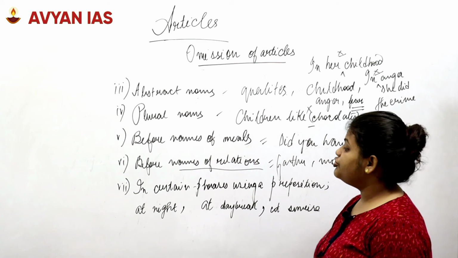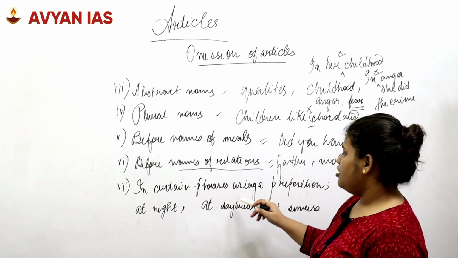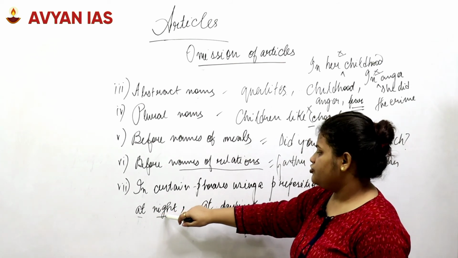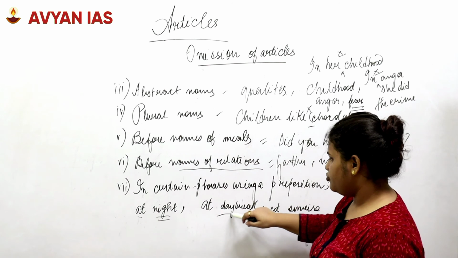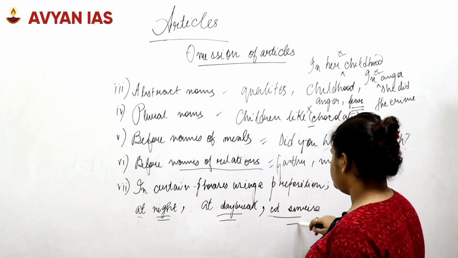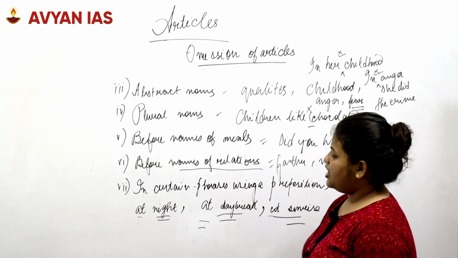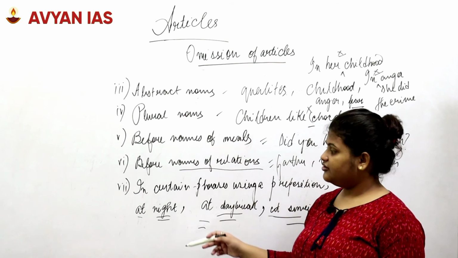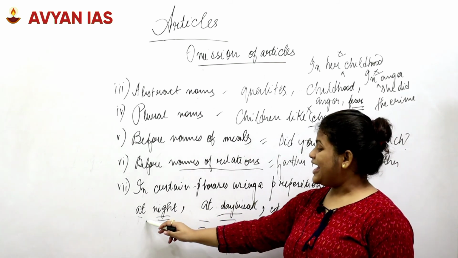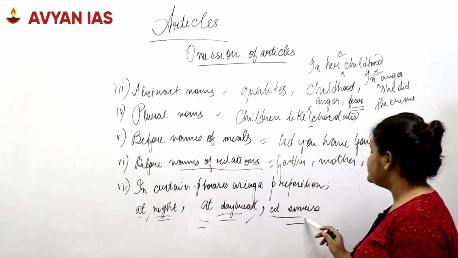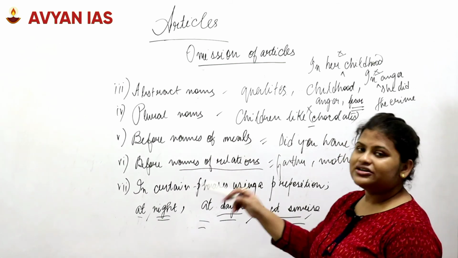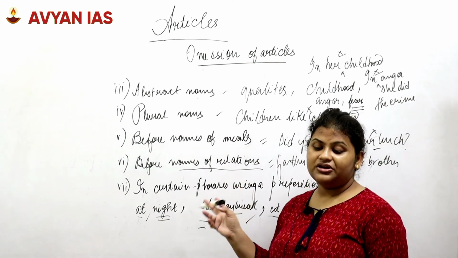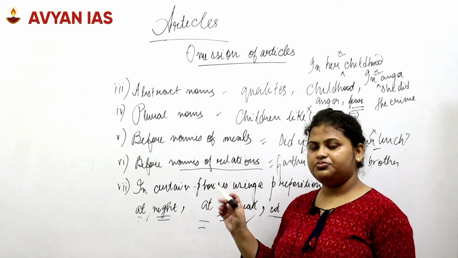Also, there are certain prepositions after which, when nouns are used, we will not use articles. This is a very common error that students make. For example, concentrate: we say at night, at daybreak, at sunrise, or at sunshine. We will not say at the night, at the daybreak, at the sunshine. This is also one very common error that we see happening with people.